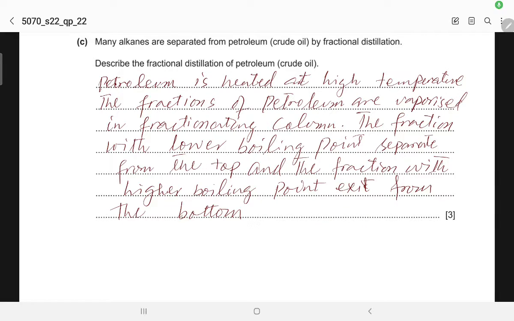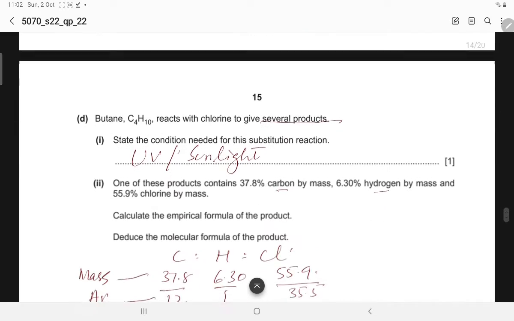I have left till here due to the power failure. Now start from here. The fraction with lower boiling point separates from the top, and the fraction with higher boiling point exits from the bottom.